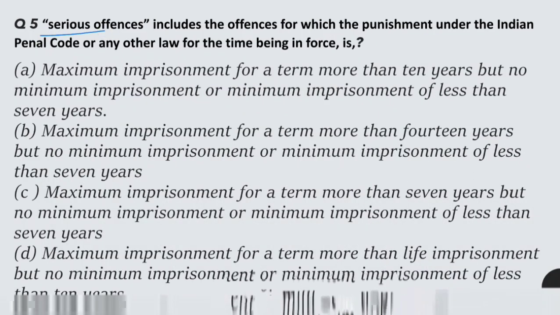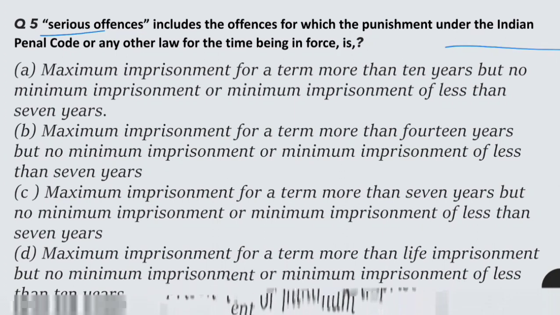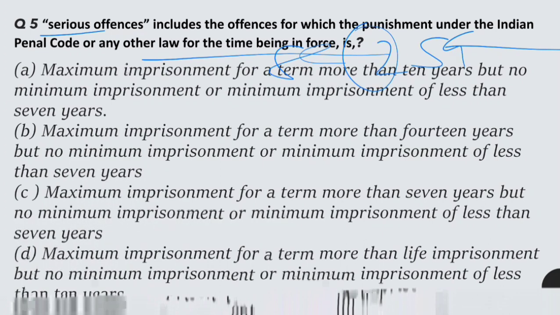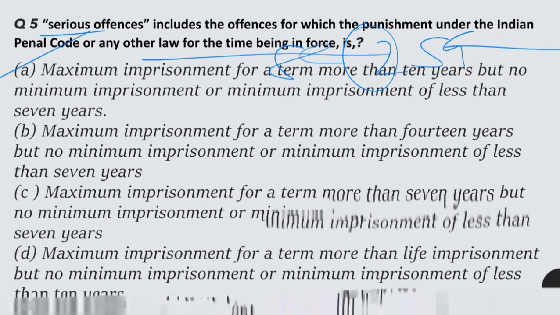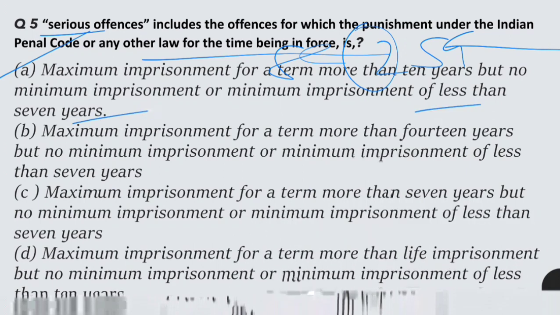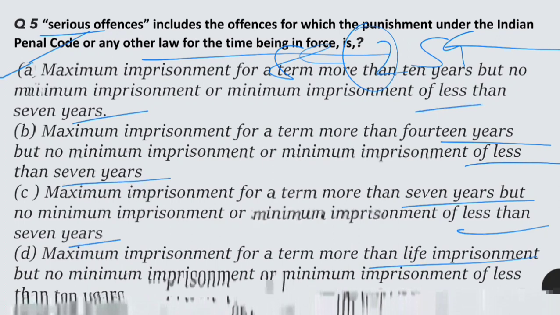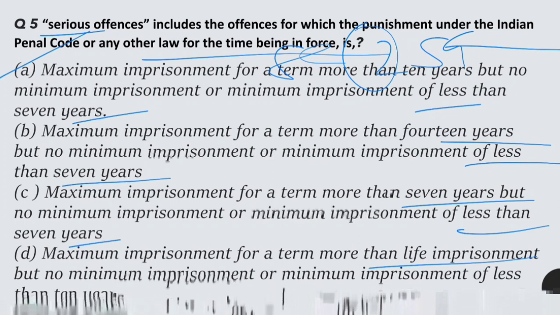Next question is, serious offences include the offences for which punishment under IPC or any other law for the time being in force is. The question is about the definition of serious offences provided under clause 54 of section 2. Option A says maximum imprisonment for a term more than 10 years but no minimum imprisonment or minimum imprisonment of less than 7 years is provided, and B says maximum of 14 years but no minimum or minimum of less than 7 years. C provides for 7 years but either there is no minimum or less than 7, and D provides for a term more than life imprisonment, which is not possible, so it cannot be the answer obviously.